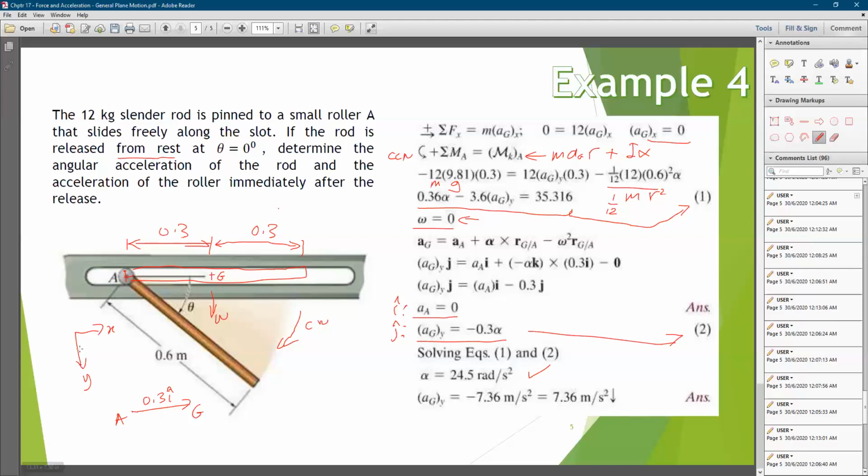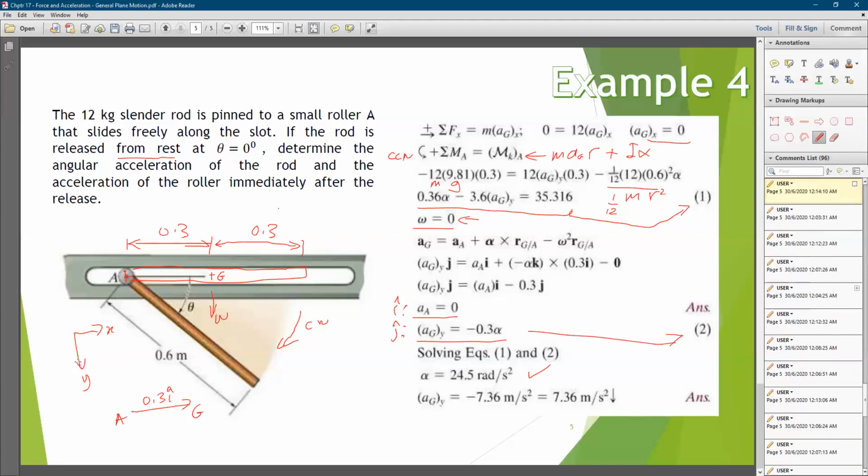Sorry, our axis of rotation is reversed. That should be like this. Sorry for this error. Okay, thank you.